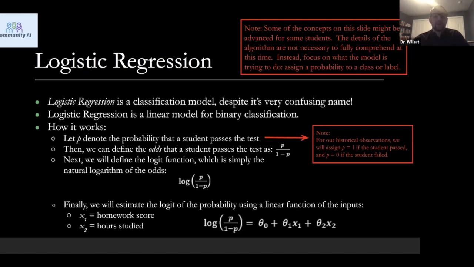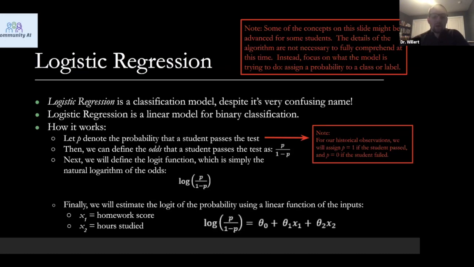And then we can define the odds that a student passes the test. And this is just defined as P divided by 1 minus P. Again, these details aren't super important for your understanding of the algorithm, but it's good for us to take a look at why this works. And next, we'll define the logit function, which is simply the natural logarithm of the odds. So again, we denote the probability as P, we define the odds as P divided by 1 minus P, and then we define the logit as the log of P over 1 minus P.